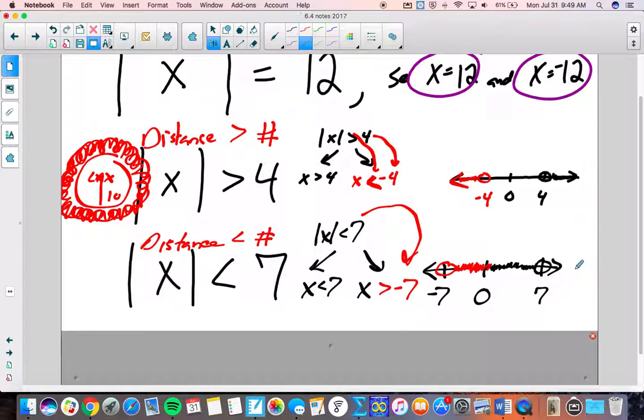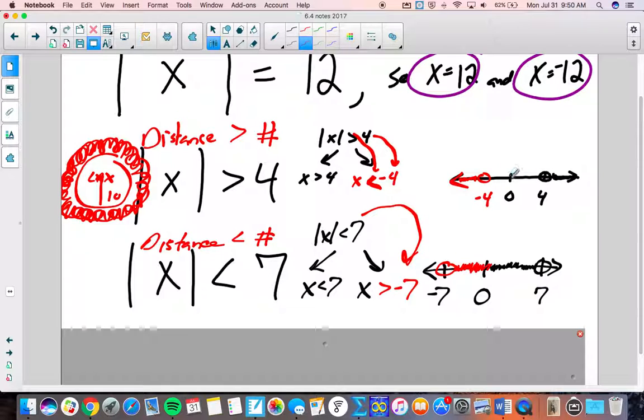10 is not a solution here, according to my graph or my statements right here. Let's plug in 10. The absolute value of 10 is 10. Is 10 less than 7? No, it's not. So you can use your number line and these statements to trust your answer a little bit better. Let's go back and check our answers up here.